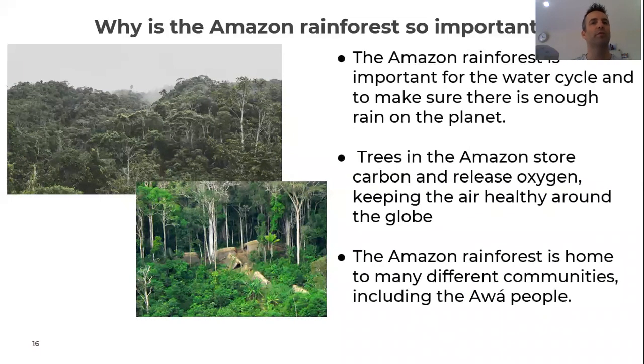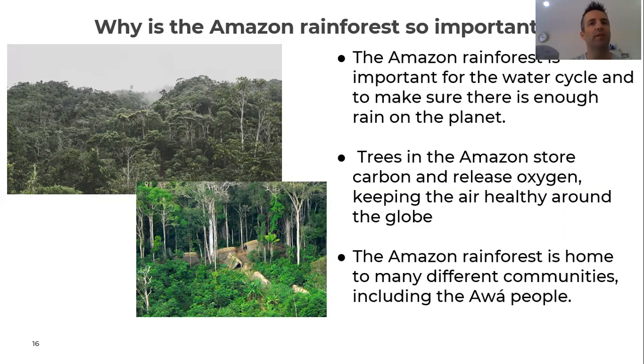So first of all, the Amazon rainforest is important for the water cycle and to make sure there's enough rain on the planet. Now this is because it's so hot within the rainforest that water droplets that are on the leaves of the trees evaporate. So they turn from water into gas and they become rain clouds in the sky. And then eventually those clouds fill up with water vapor and they cause it to rain.